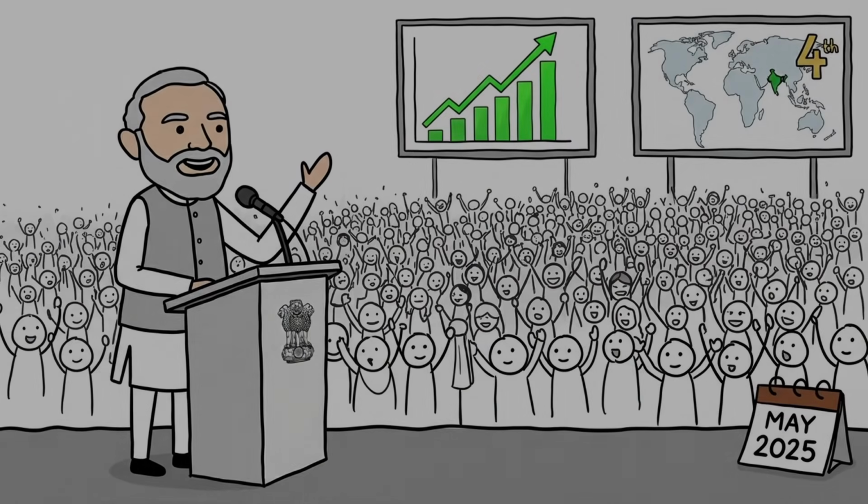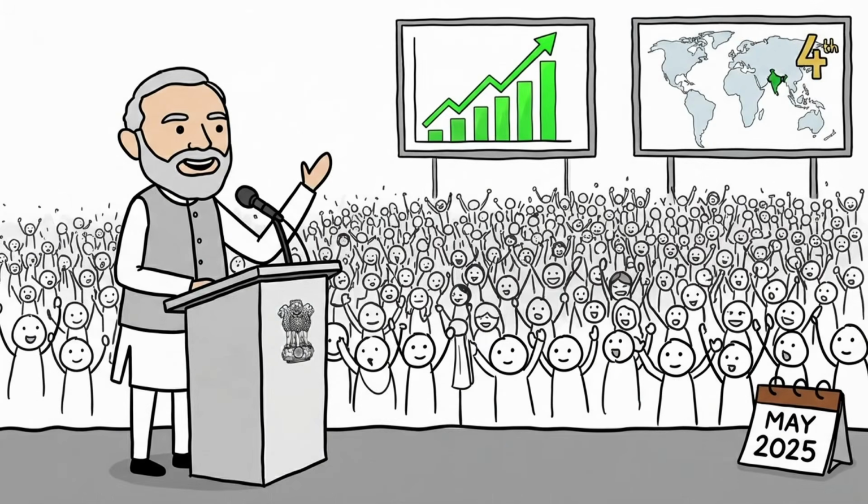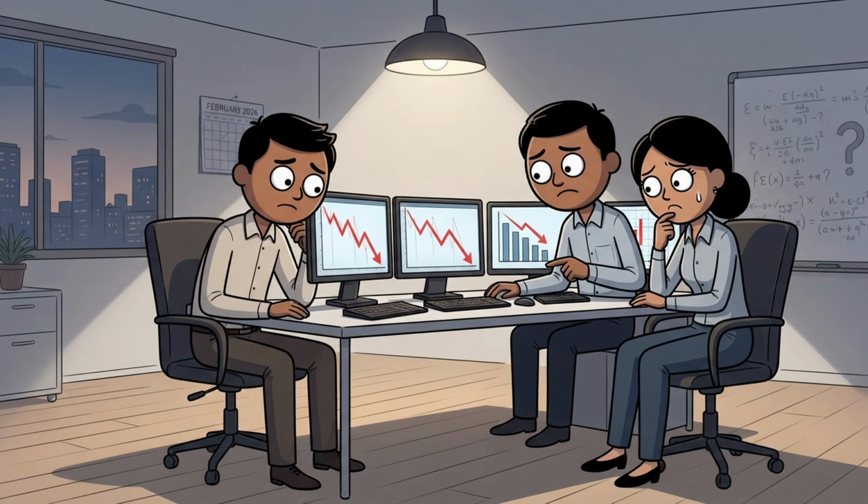Hey there. In May of 2025, the Prime Minister of India stood in front of a crowd and announced that India had officially become the fourth largest economy in the world, finally passing Japan. The headline ran everywhere. Then, in February of 2026, India's own statisticians recalculated the economy using a new base year, and it turned out smaller than they thought. Suddenly, India wasn't fourth anymore.